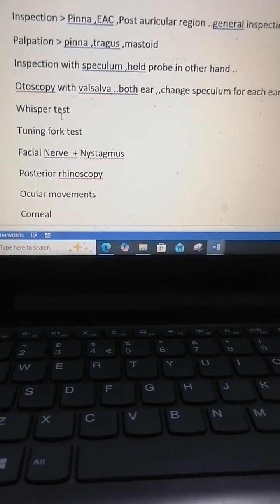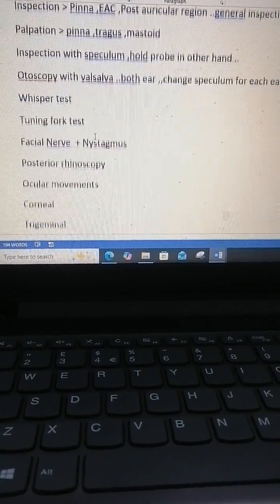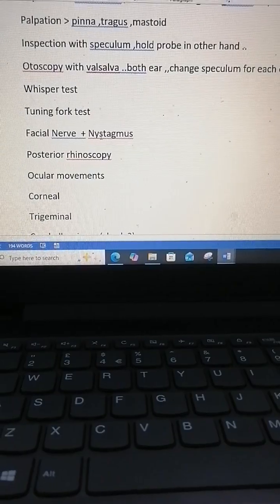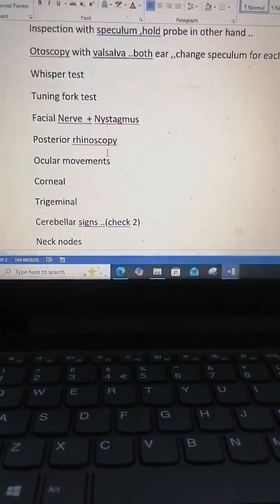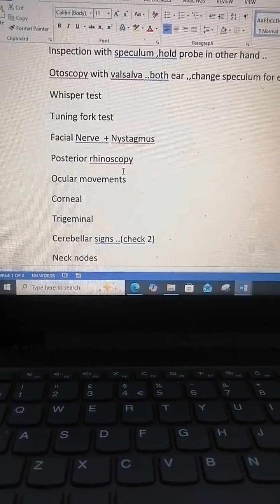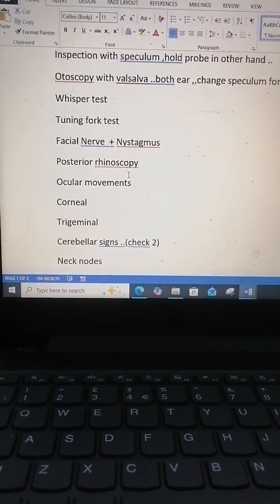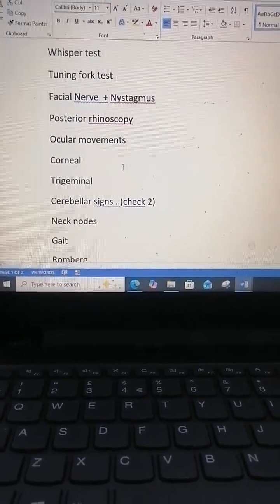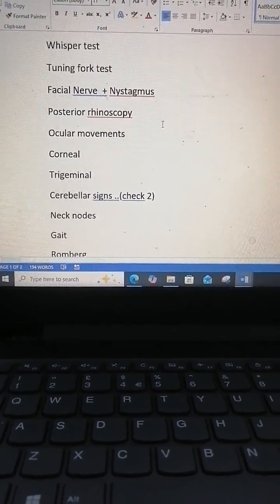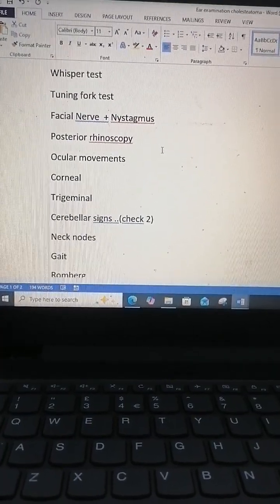So next is whisper test. Next, do tuning fork test, in which you will do the Rinne's test, Weber test, and absolute bone conduction. So next step is examination of the facial nerve. You will examine the facial nerve by checking the facial expression. Also do anterior rhinoscopy and posterior rhinoscopy to see the nose and nasopharynx if there is any mass in the nose or nasopharynx.